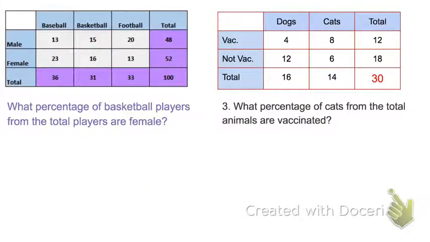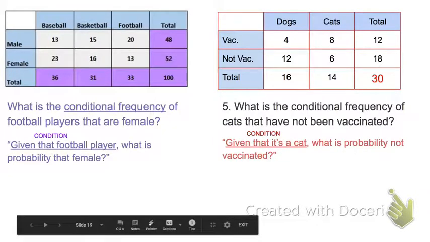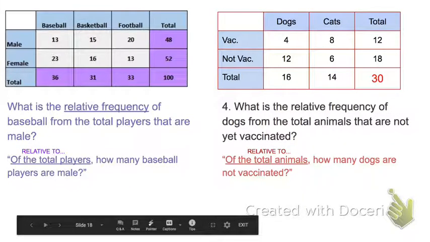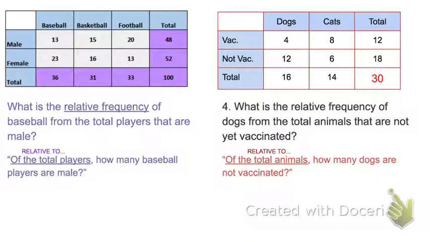So you're looking at your two-way frequency table to answer these questions. For question number 4, it's talking about relative frequency. And here I've kind of reworded the questions. This is basically saying relative to all of the total players, like if you're considering all the total players, how many baseball players are male? So if I consider all of the total players, the 100, how many baseball players are male? So 13 out of 100, or 0.13, or 13%.